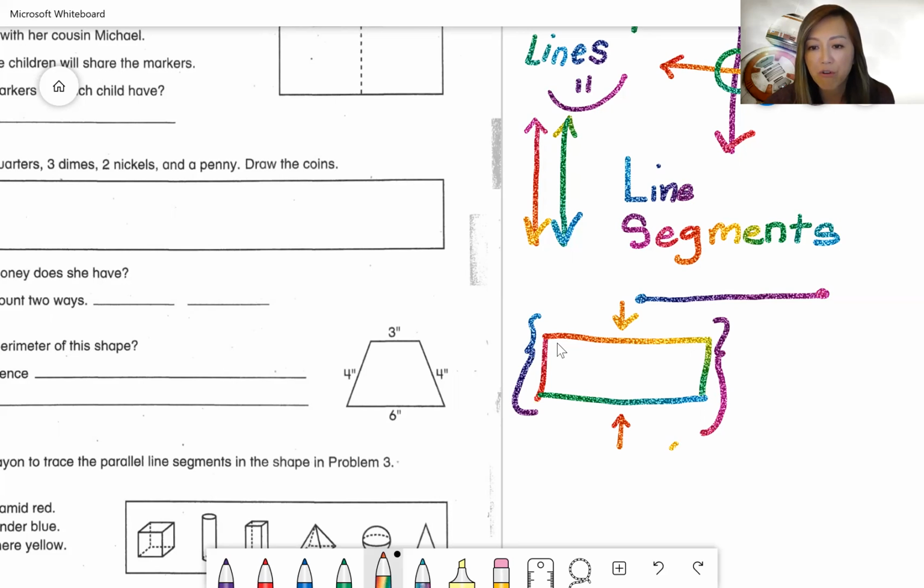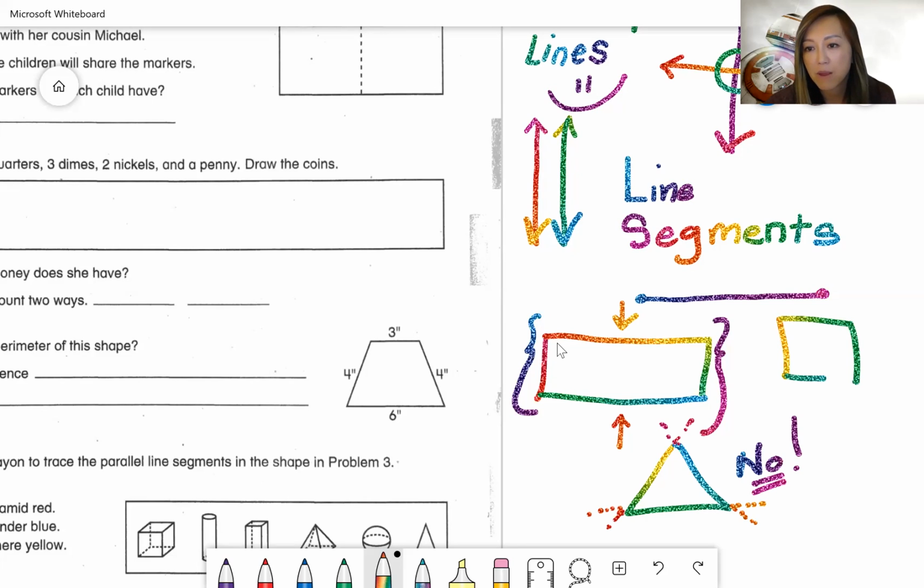If I drew a triangle like this, a triangle shape here, are there any parallel lines that you see on this shape? The answer is no. All of the lines on the triangle here are intersecting, right? They actually intersect at certain points. So this would not be considered a shape that had parallel lines, okay? Like a square would have it. A square would definitely have parallel lines.